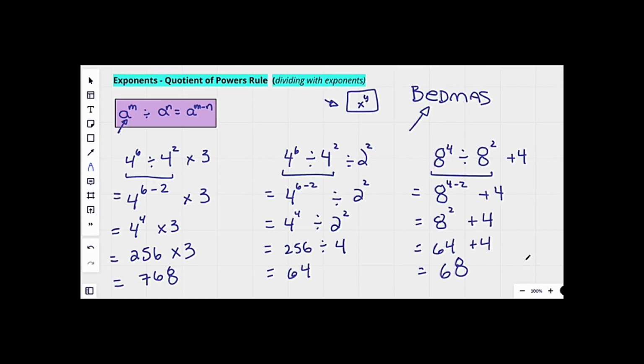So key things to remember. When we are applying the quotient of powers rule, we need to make sure we have the same base in order to be able to subtract our exponents. If you don't have the same base, like in this question right here, you can't apply the rule, okay? You can only apply the rule when you have the same base.